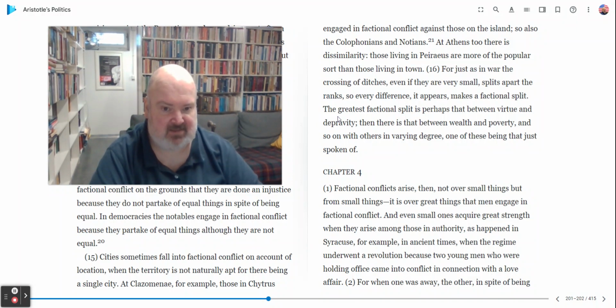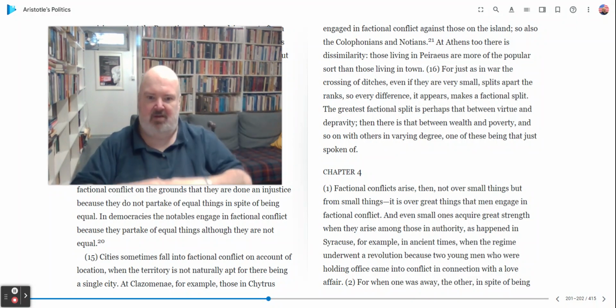Now, the greatest type of stasis is between virtue and depravity, right? So that's the fourth, the next after that one. Sorry, that's not the fifth. So virtue and depravity, and then there's a difference between wealth and poverty, and so on, with the others in varying degrees, just like those just spoken of. In other words, the other things that we talked about earlier.